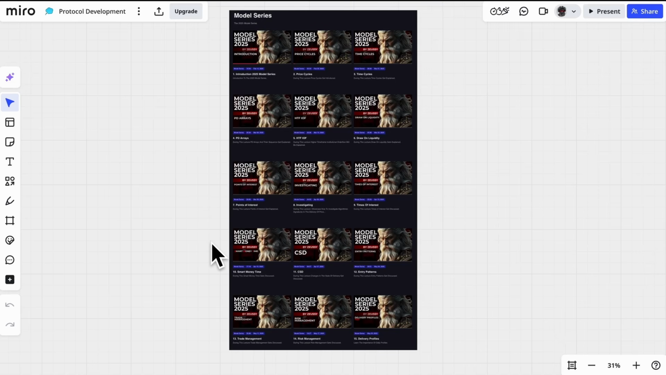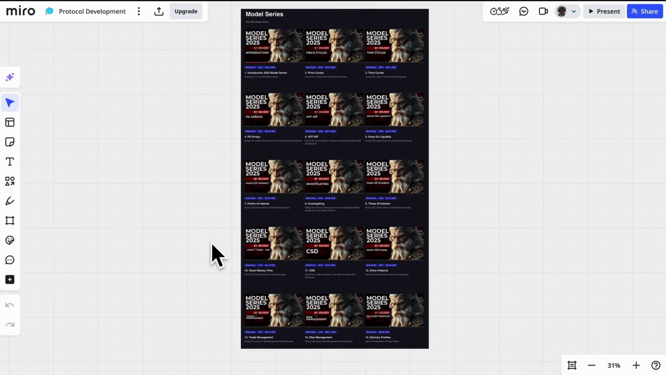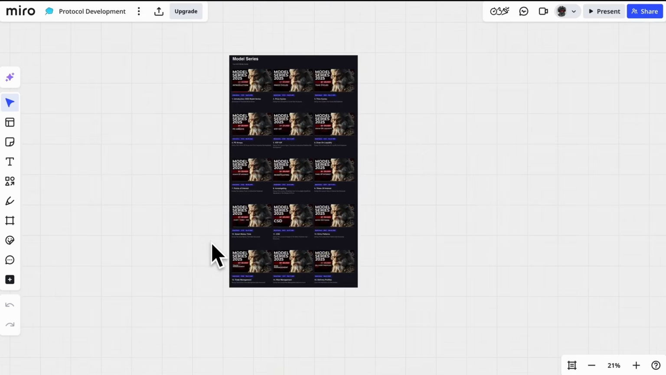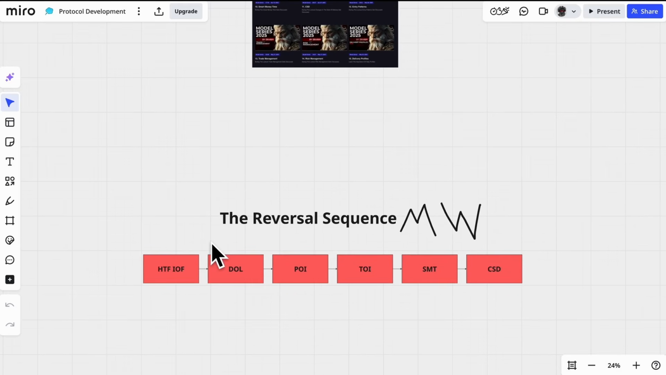Now, when you go to Miro.com, what you can do is create an account for free and log in with your email. Once you have created your account with Miro, you can go to a flowchart and open up a new board. Now, when we pay attention to the new board, I've outlined right here the reversal sequence.